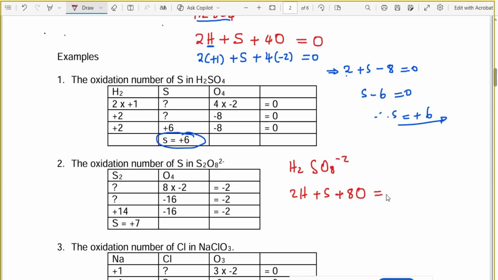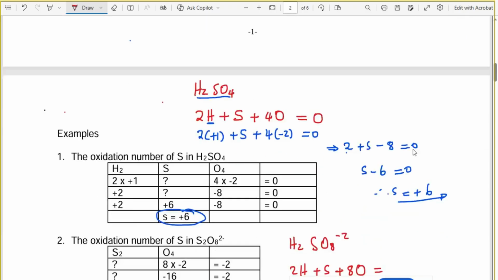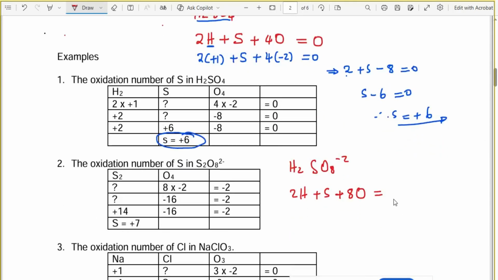Okay, this is equal to, remember the law that we're going to use is law number 4. The sum of oxidation number in an ion always adds up to the charge of the ion. So when we add them, we should get the charge of the ion, which is minus 2. You understand why I'm equating that to minus 2?